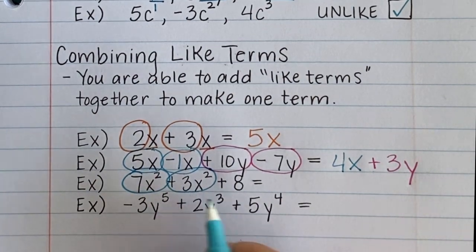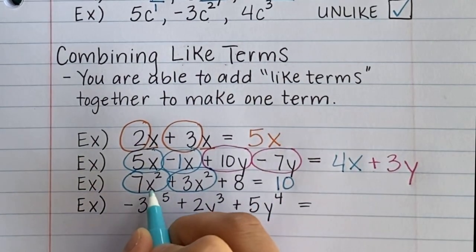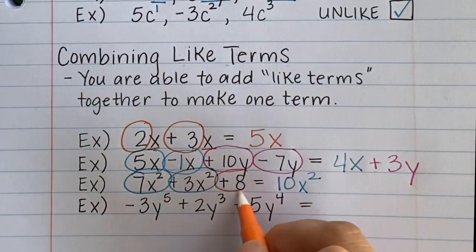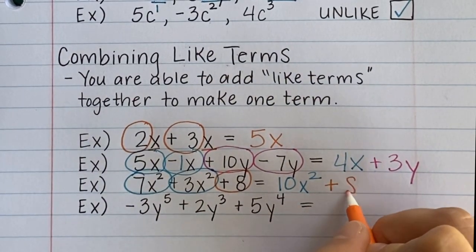So 7 plus 3 is 10. And let's bring down their variables, x squared. And then the 8 is going to come right after, so plus 8.